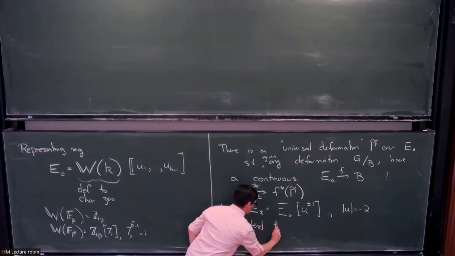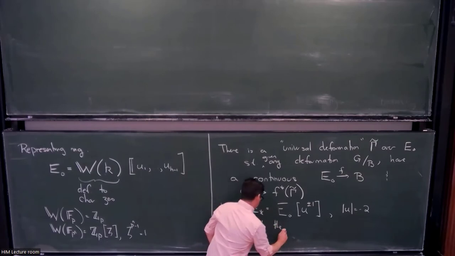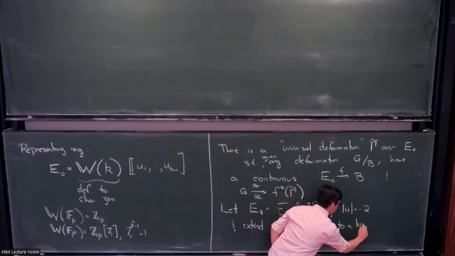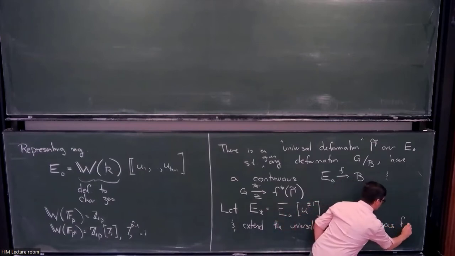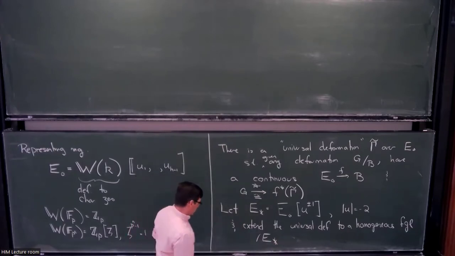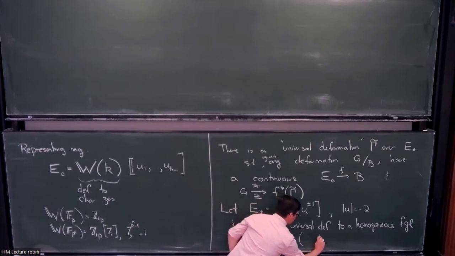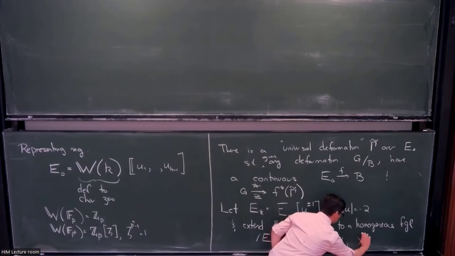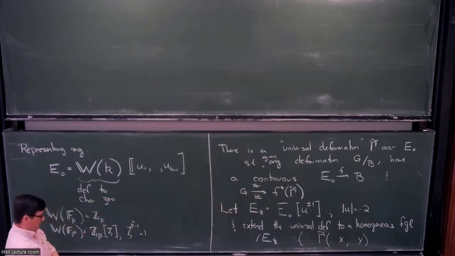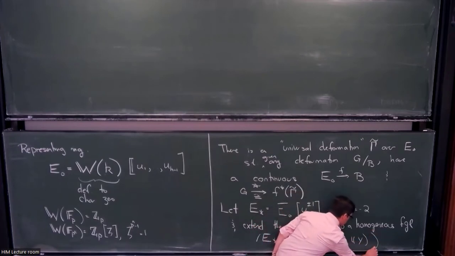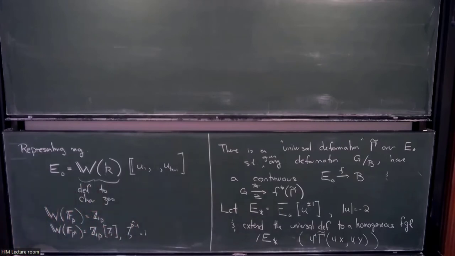So I can extend the universal deformation to a homogeneous formal group law over E star. And the way we normally do this is you take my formal group law, which I've noted gamma tilde, a formal group law of two variables, and I leave space because I want to insert my parameter in a couple of places and then homogenize the whole thing. And if I put the u's in the right spot rather than the u inverses, then the whole thing becomes homogeneous of degree 2.